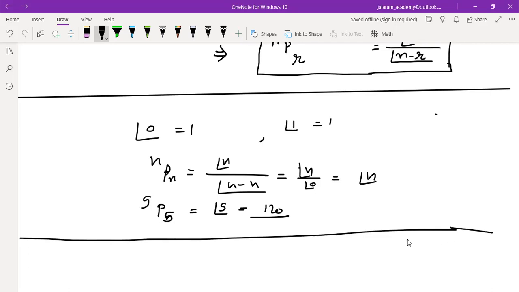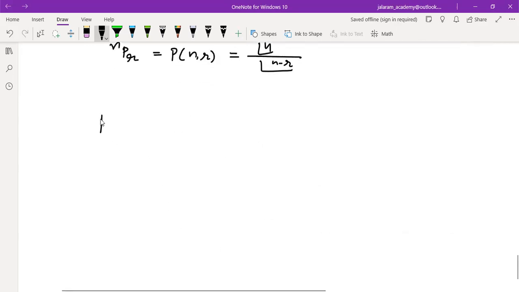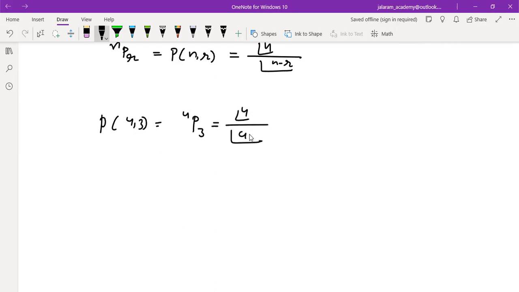Now let's discuss some questions related to this topic, permutation. Remember, sometimes this permutation nPr is also written as PNR. The formula will be the same, that is factorial n upon factorial n minus r. For example, if we have to find P 4, 3, it will be 4P3, that is factorial 4 upon factorial 4 minus 3. Now factorial 4 is 24 upon 1, that is 24.